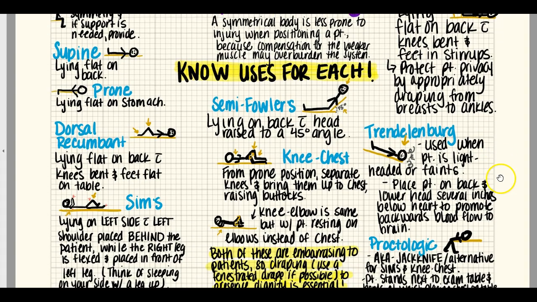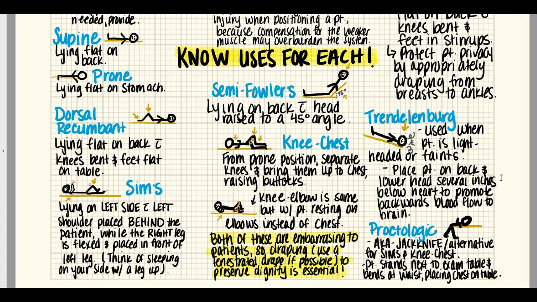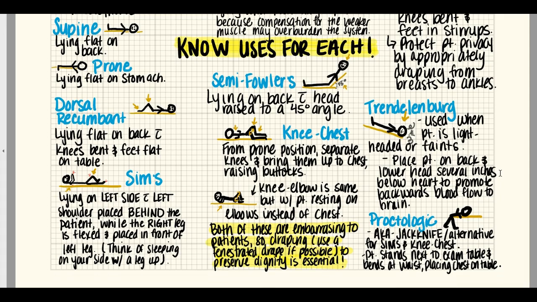The Trendelenburg is used when a patient is lightheaded or the patient faints. The patient is placed on their back, and then the head is lowered several inches below the heart, and that ends up promoting backwards blood flow to the brain. So you know how when you were a kid, if you stand on your head for too long or you bend over for too long, all the blood rushes to the top of your head? Well, that's kind of the point of this Trendelenburg positioning, is to cause all the blood to rush backwards to your head. And so when a patient faints, you want to get the blood flow back up to the brain, and this position helps with that.